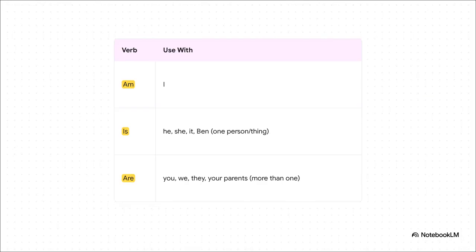So, how do you pick the right starter word? Well, it all depends on your subject. Am is kind of special. It only ever goes with I. Simple enough, right? Then, is for any single person or thing, like he, she, it, or even a name, like Ben. And are is for you and for any group, like they or your parents.